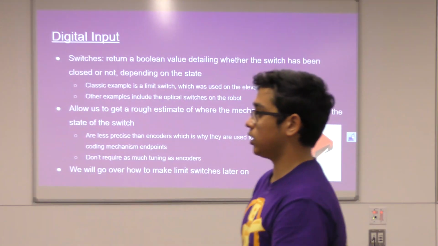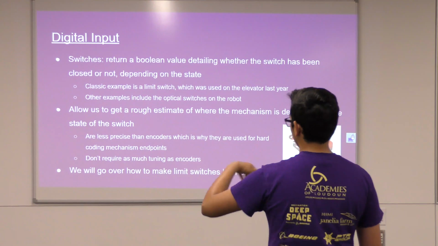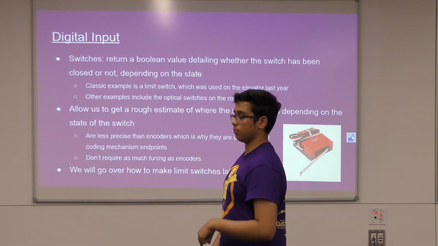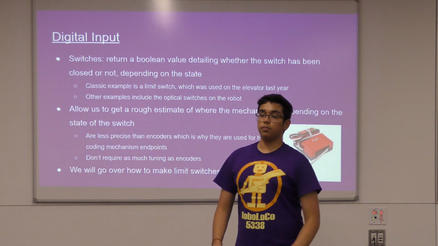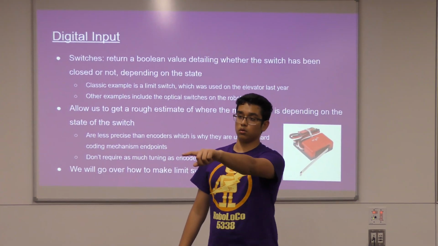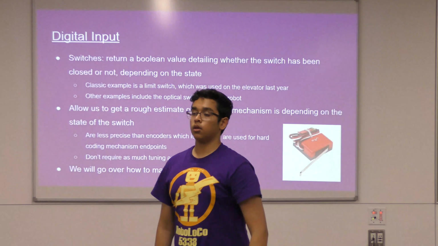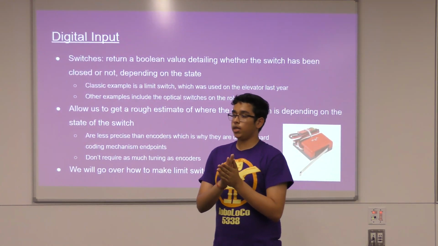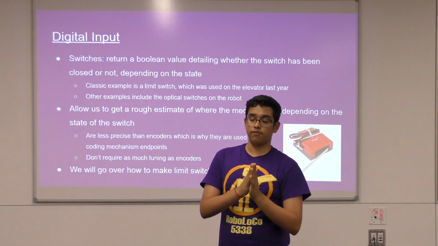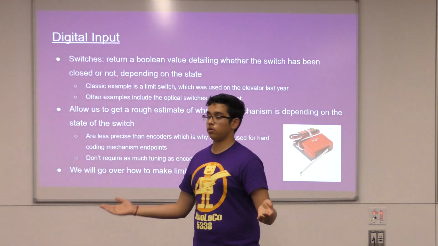So we said if it's hitting the limit switch, I shouldn't be able to go up anymore, and if it's hitting the limit switch down, it shouldn't be able to go down anymore. That's a good example of switches. Another example of switches are the little yellow things that you see on the side of a robot. They're called optical switches, which means that if something is in front of it, then it's on. If something is not in front of it, then it's off.